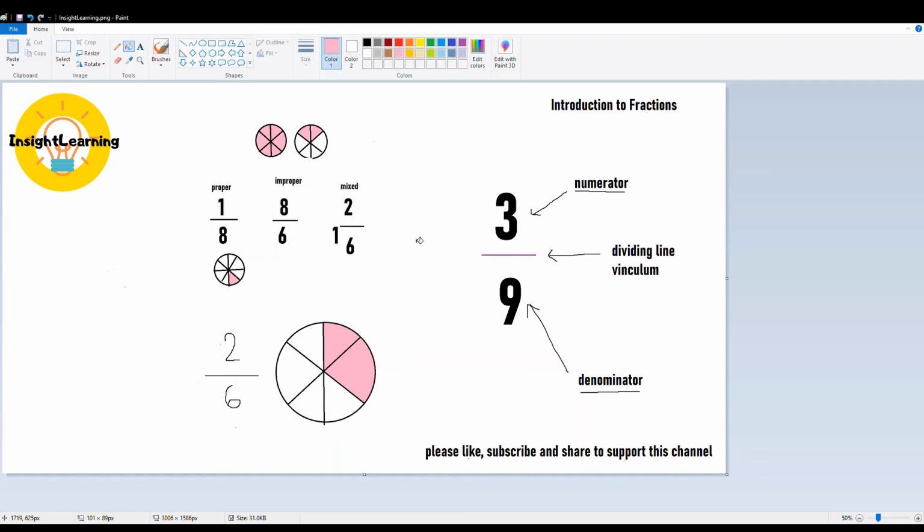So what we've learnt today is that there are 3 types of fractions and how to show them. What the numerator and denominator look like, and the different parts of a fraction.